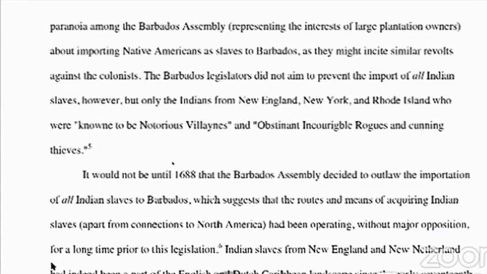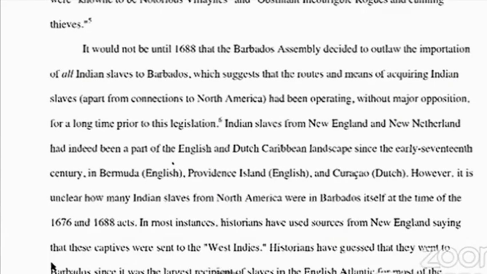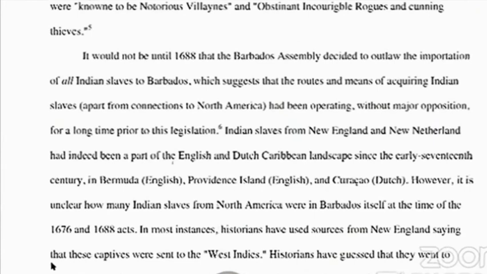The Barbados legislators did not aim to prevent the import of all Indian slaves, however, but only the Indians from New England, New York, and Rhode Island, who were known to be notorious vigilantes and obstinate, incorrigible rogues and cunning thieves. It would not be until 1688 that the Barbados Assembly decided to outlaw the importation of all Indian slaves to Barbados, which suggests that routes and means of acquiring Indian slaves, apart from connections to North America, had been operating without major opposition for a long time prior to this legislation.